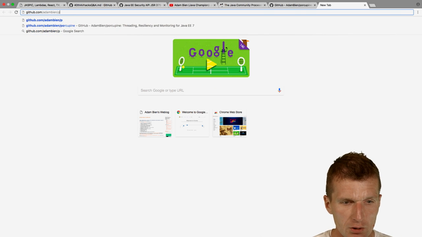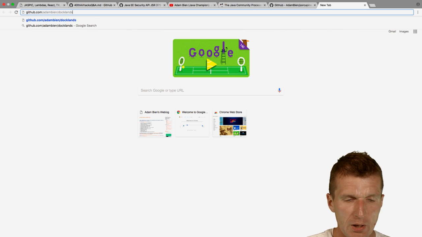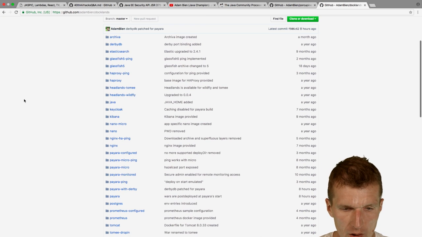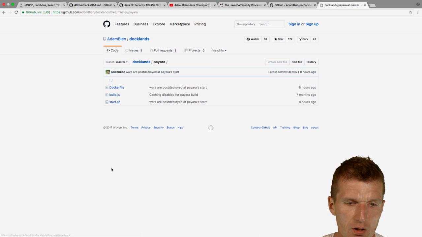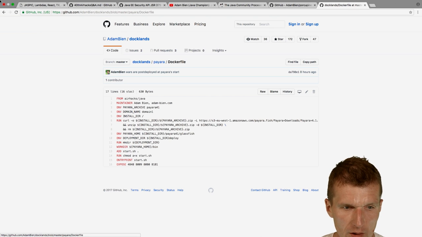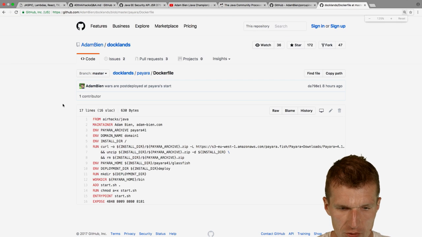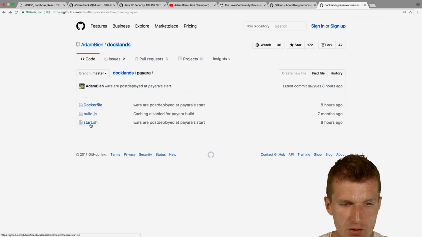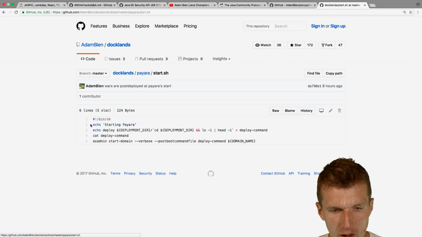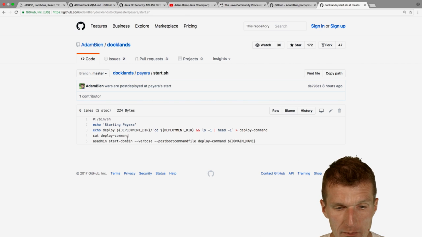If you go to GitHub, not Porcupine, but Docklands, you will find new Payara and Payara Derby images. Payara with Derby and Payara straight, you see 8 hours ago. And there is a Dockerfile, with some variation. What I'm using is actually a really nice Payara feature, called the post boot command. And what happens here, I'm deploying a file.